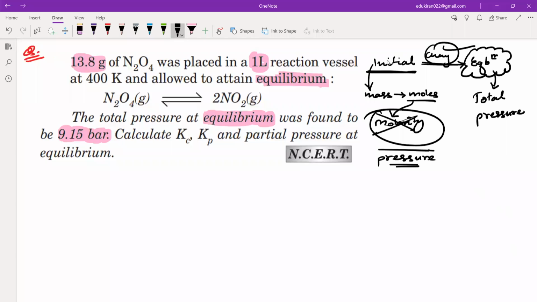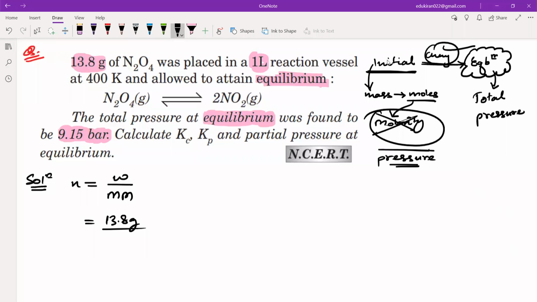So, this framework is going to help you very much. Now we have 13.8 grams of N2O4 placed in a 1 liter vessel at 400 Kelvin. First, we want to calculate the pressure. For that, we will first calculate the number of moles, which is the given mass divided by the molar mass. The given mass is 13.8 grams divided by the molar mass of N2O4.